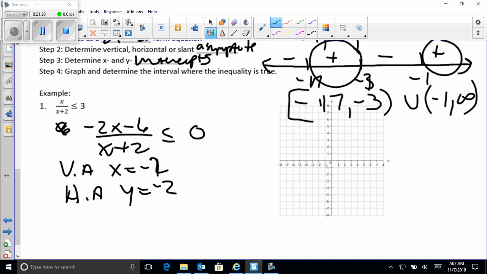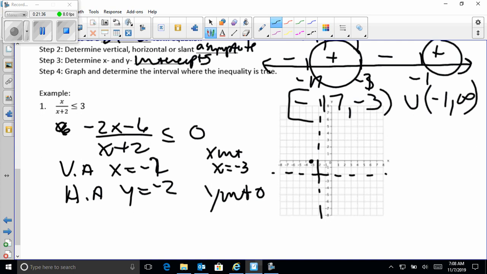So we know that we have this and this. And then when we find our intercepts, our x-intercept is x is equal to negative 3. A negative 3 right here. And then is that 0? Or is that negative? This is what it's equal to.